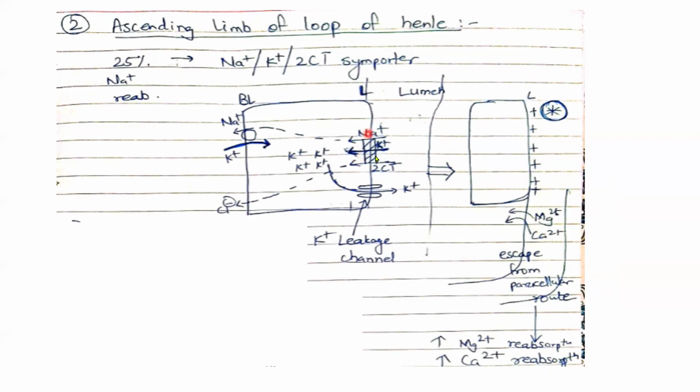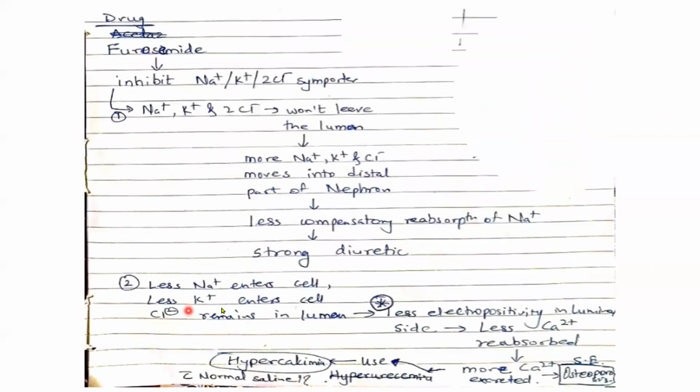But when this is inhibited, the calcium feels, oh my god, there is a lot of negativity here. Let me go ahead. And thus the calcium remains in the lumen and goes to the distal part, and a lot of calcium is excreted out. So here less calcium is reabsorbed, more calcium is excreted out. What can be the outcome, students? Calcium is not reabsorbed, so this calcium is excreted out. That can lead to osteoporosis.